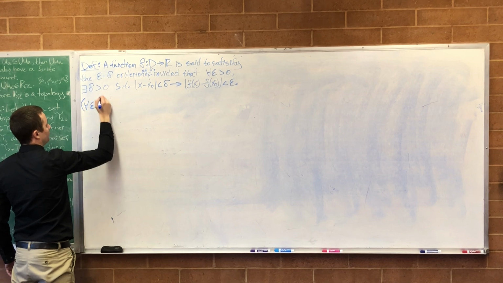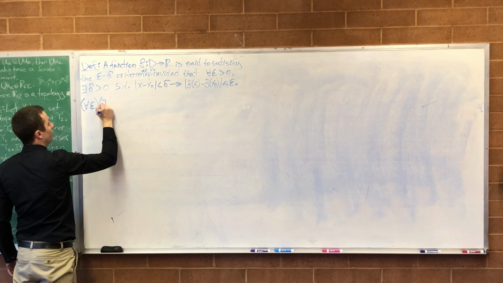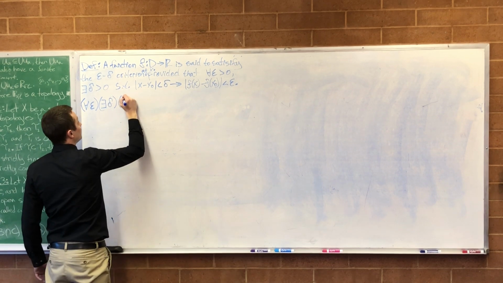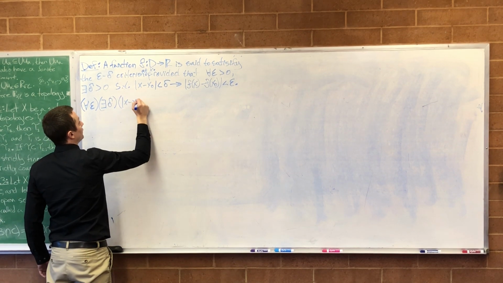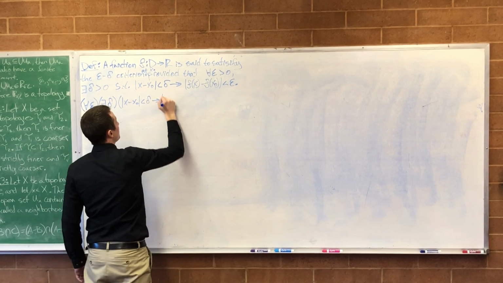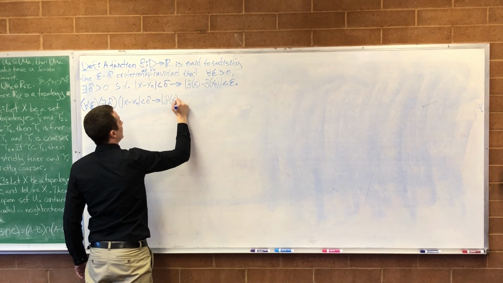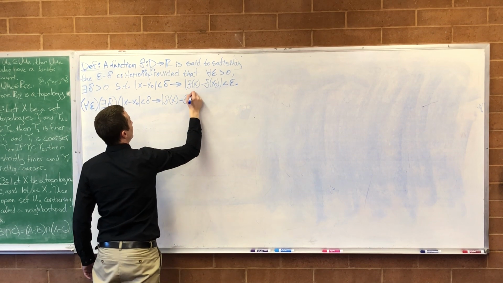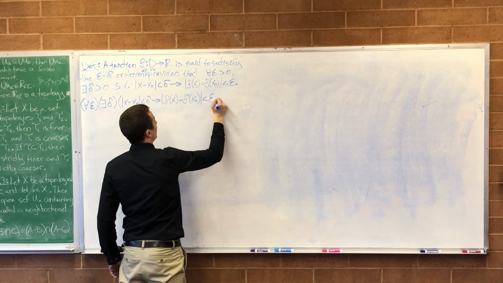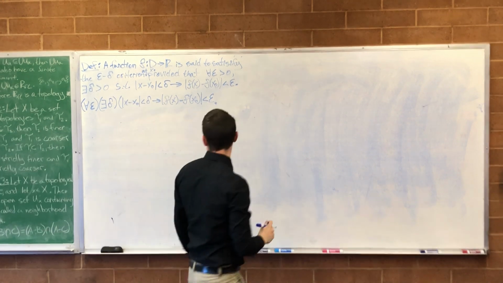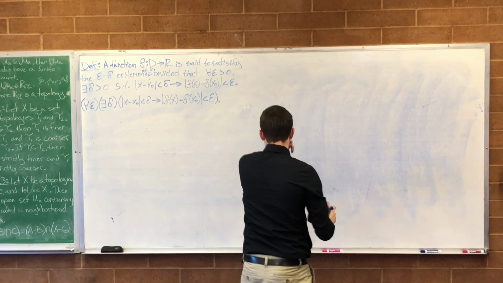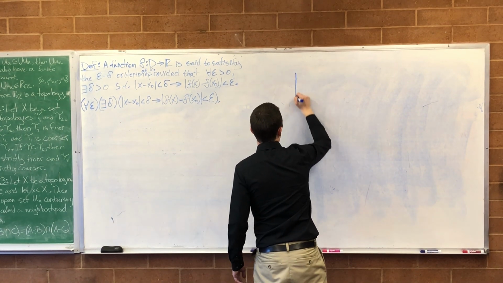For all epsilon, there exists a delta such that x minus x naught less than delta implies f of x minus f of x naught, absolute value, less than epsilon. Let's draw the picture for this now and try and get intuition for what it's saying. So draw a picture.